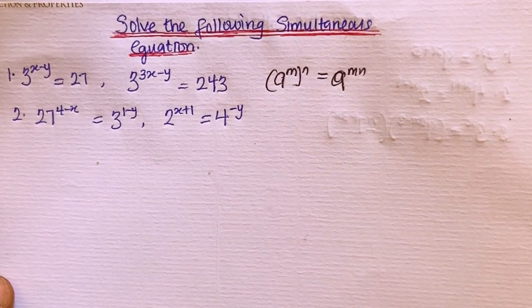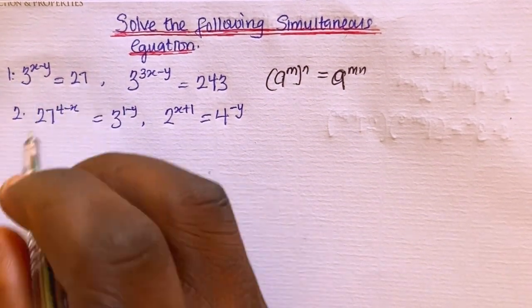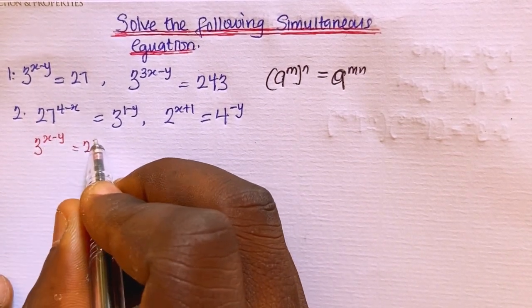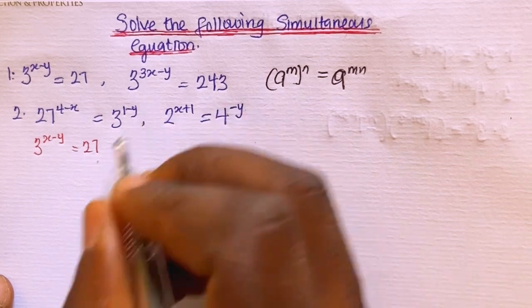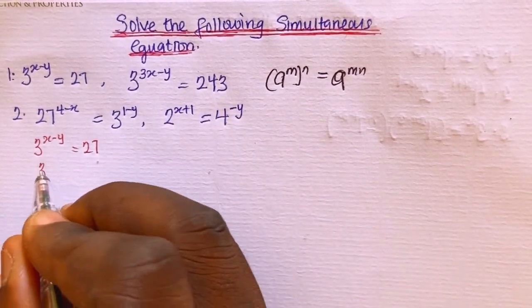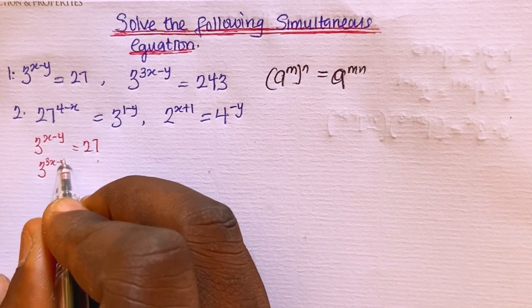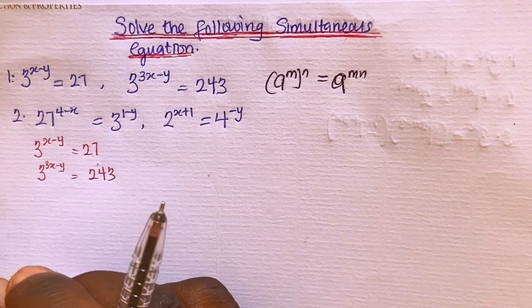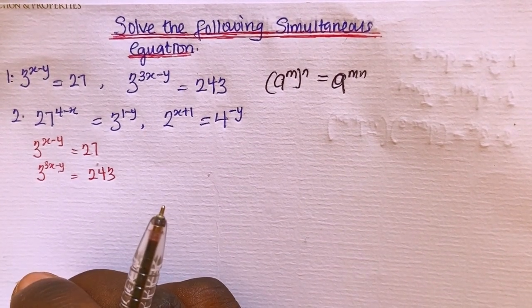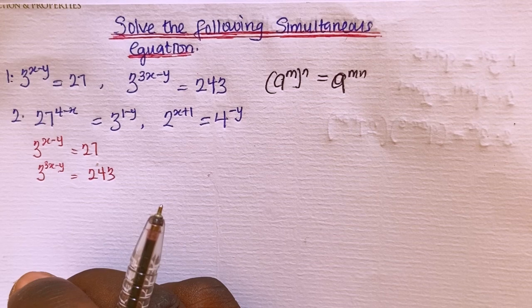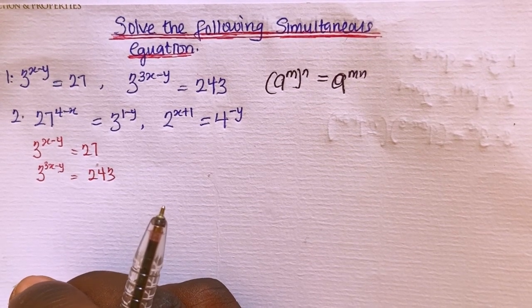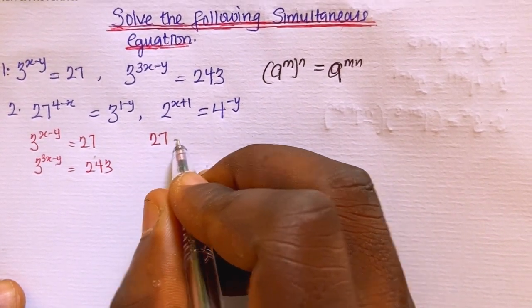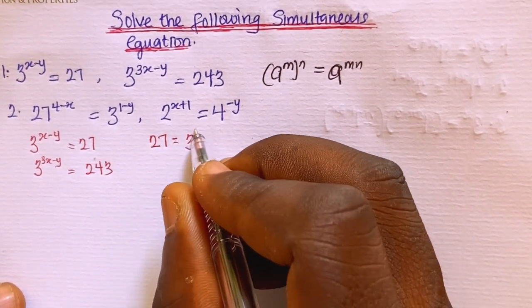Now let's move to the first expression. The first question is question 1. We have 3^(x minus y) equals 27. This is one equation, and the second one is 3^(3x minus y) equals 243. That's another one entirely. What I'm going to do is very similar to what I've been doing all this while. You can just record that 27 is also expressed as 3 exponential 3.